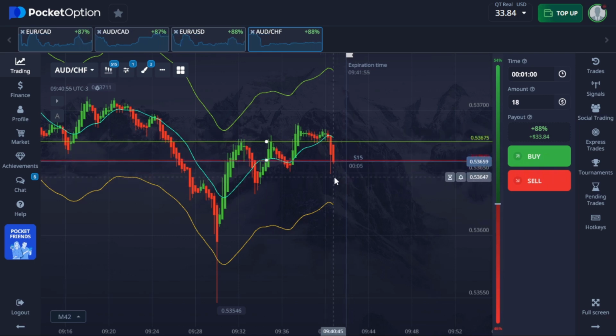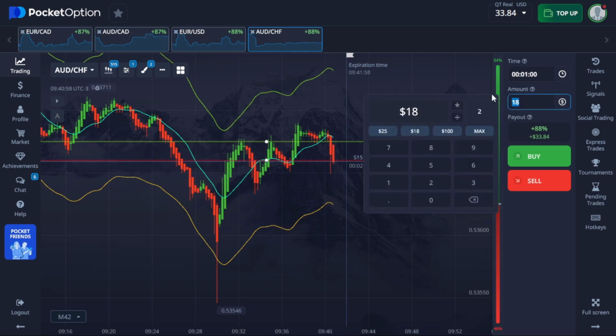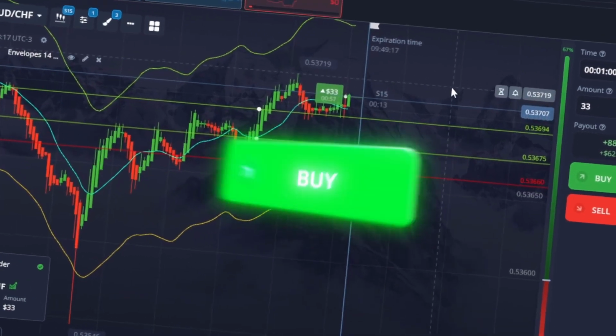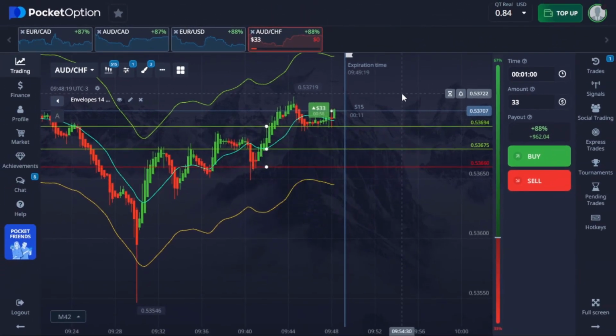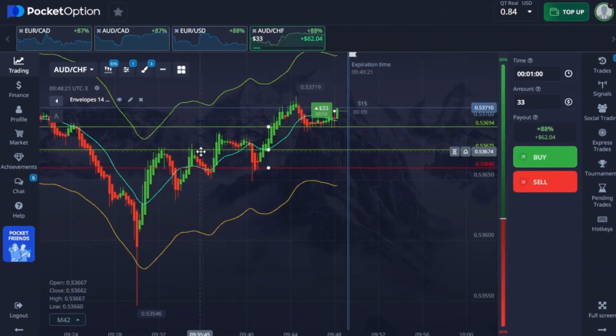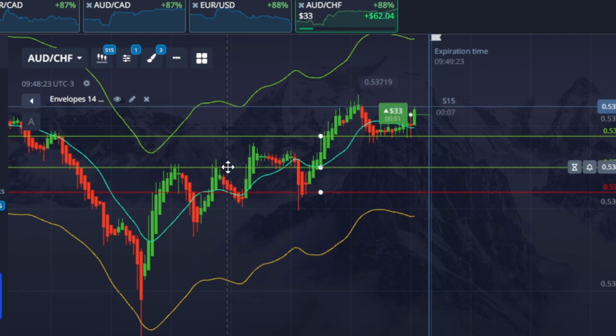Look at what it almost did. I'm going to look for another entry and I find it. Take this one. All right. And again, guys, the same situation in an uptrend after a correction.